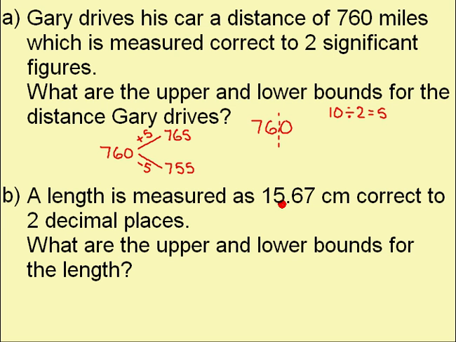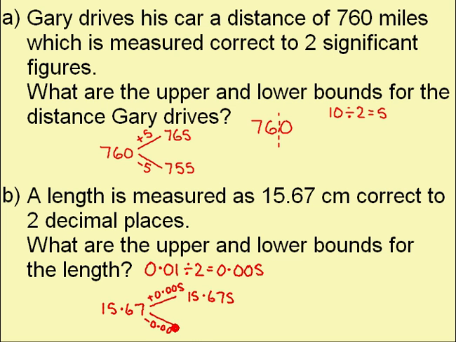I want to do the same thing for this number, which is measured to two decimal places. Now the first decimal place is this one here, the tenths, and the second decimal place is this one here, the hundredths. So this has been measured to the nearest hundredth, which is 0.01. If I divide that by 2, I get 0.005. So to find the upper bound, I add 0.005 onto this number and get 15.675. And to find the lower bound, I subtract it to get 15.665. So this is the upper bound and this is the lower bound.